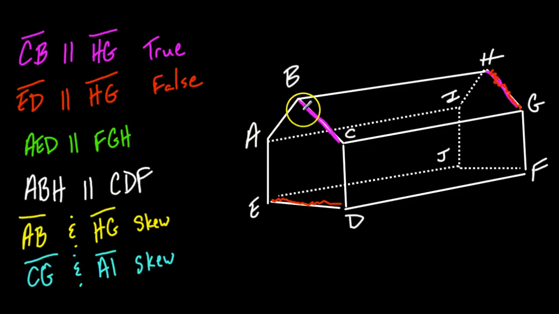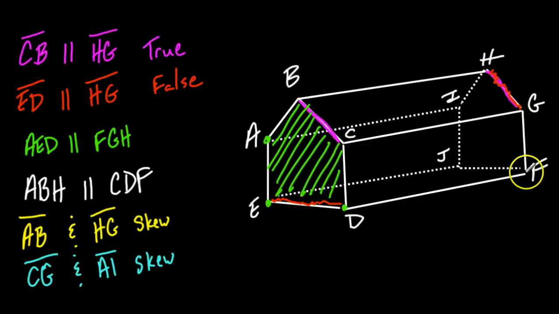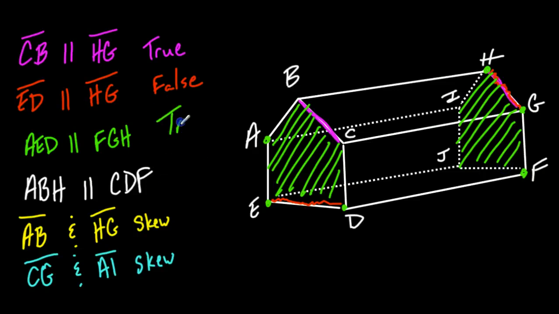All right, 3 letters. So we know we're talking about a plane. AED. So that is that front plane. Is that front plane parallel to FGH? Those 3 points lie on the back plane. Is the front plane parallel to the back one? Yes. There, that one's true.